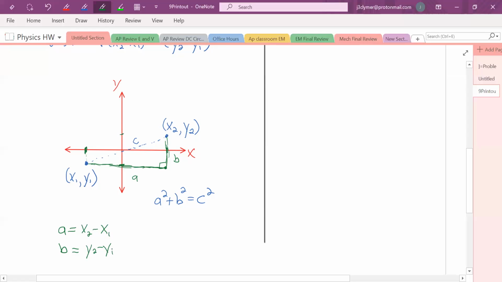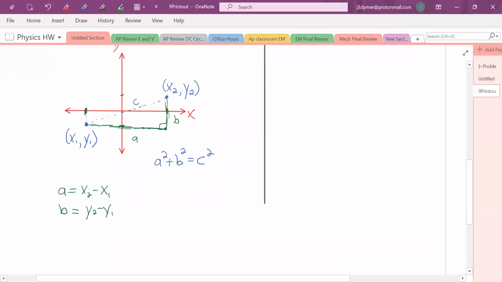All right, so now all we have to do is plug in this relationship for A and this relationship for B into the Pythagorean theorem. For A, we get x2 minus x1. For B, we get y2 minus y1. Let me work on my parentheses there. And C stays the same because that's what we're looking for. C is the distance.